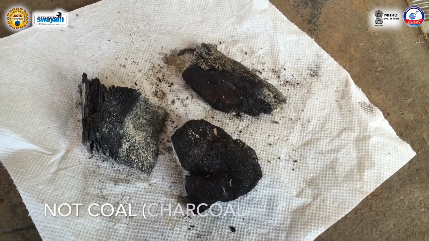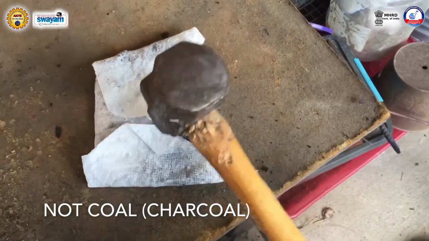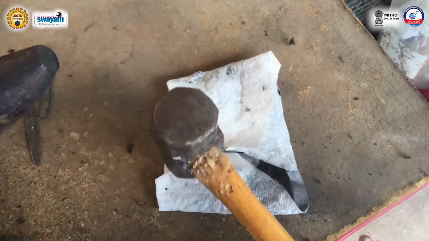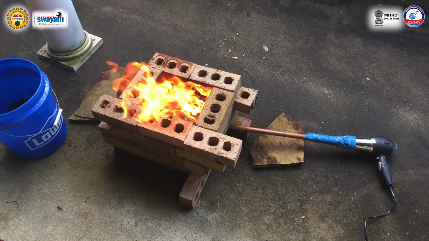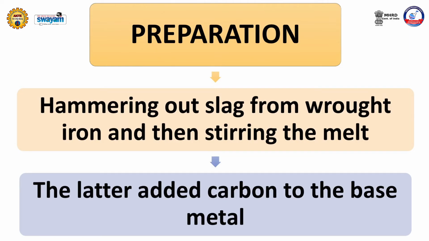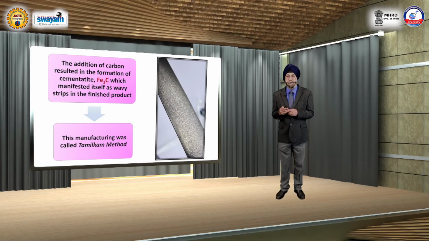Wootz steel used to be prepared by first hammering out slag from wrought iron and then stirring the melt in large clay crucibles with bamboo sticks. The bamboo sticks added carbon to the base metal. The addition of carbon resulted in the formation of iron carbide called cementite, Fe3C, which manifested itself as wavy strips in the finished product. This manufacturing process was called the Wootz method.